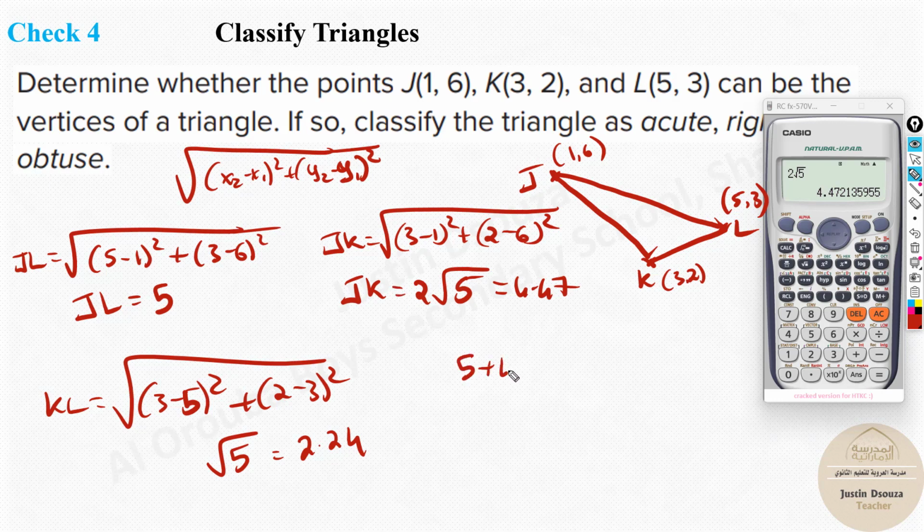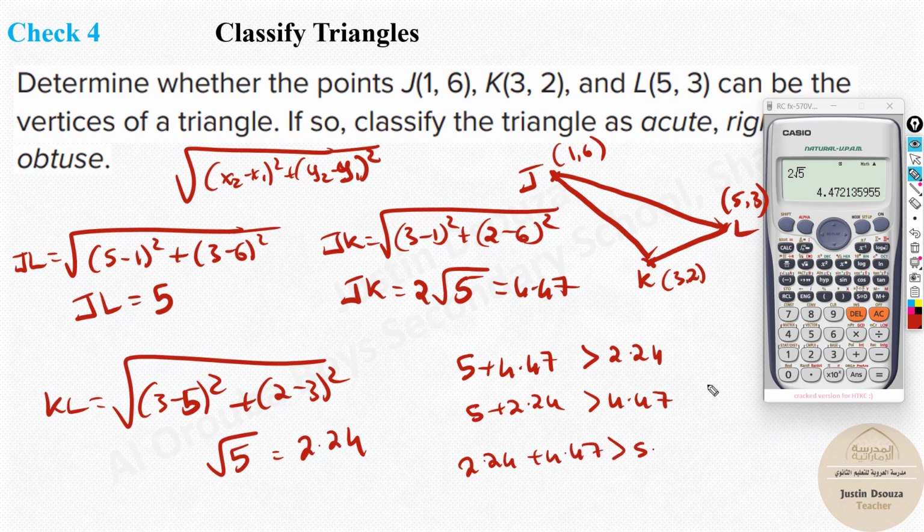That is 5 plus 4.47, which must be greater than 2.24. Then add 5 and 2.24. It must be greater than 4.47. And lastly, 2.24 plus 4.47 must be greater than 5. Yes, you can easily check this out. 5 plus 4 is 9. Yes, it's greater than 2. And 5 plus 2 is 7. It's greater than 4.47. 2 plus 4 is 6. It's greater than 5. So this checks.